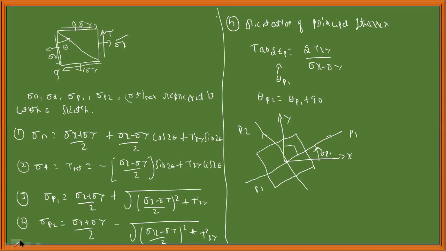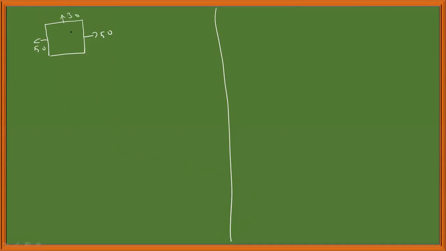Next, there is a thumb rule to be followed in this. For example, if the state of stress is like this, the body is subjected to stress like this: this is 50, this is 50, this is positive only, say 30, 30, and 20. I'll follow a thumb rule.